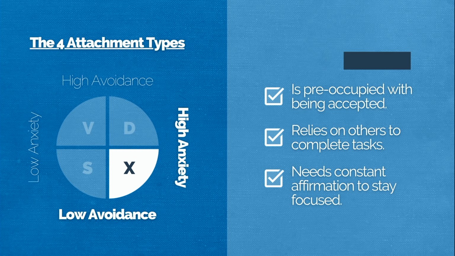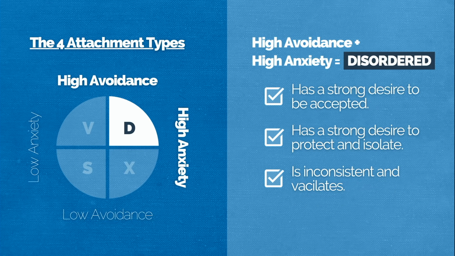And then finally, we have the D, the disordered attachment style. This is someone with high avoidance and at the same time, high anxiety. Someone who has a strong desire to be accepted, who has a strong desire to protect and isolate, and yet someone who's probably inconsistent in some ways and tends to vacillate. So this is the most confusing one, so to speak, kind of by its name.